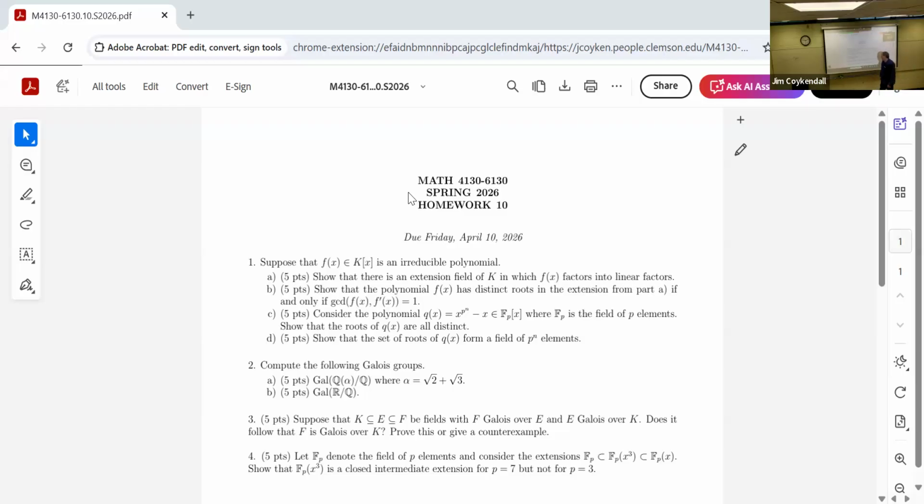Show that FP(x cubed), this intermediate field, is a closed intermediate extension for P equals 7, but not for P equals 3. So just do the computation. You see that. I also wanted to say a word or two about the exam.